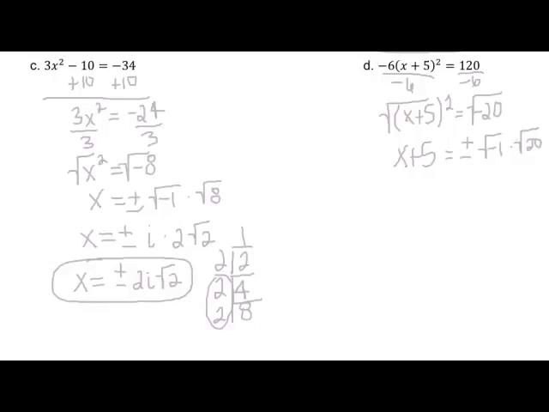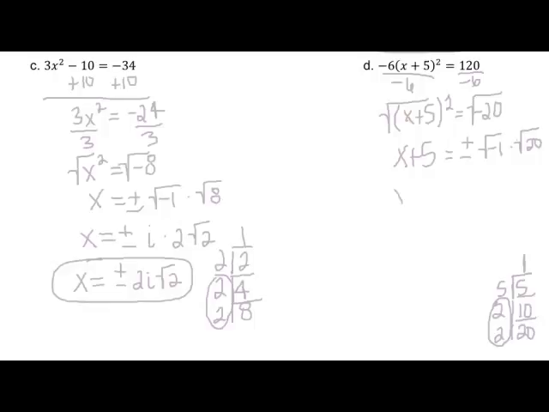Now let's look at our factors of 20. We can divide by 2. That will get us 10. We can divide 10 by 2 to get 5. We can divide 5 by 5 to get our 1. So we have a group of 2, so we need a 2 outside of the square root, and then a 5 underneath the radical.